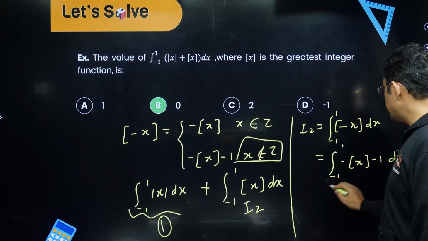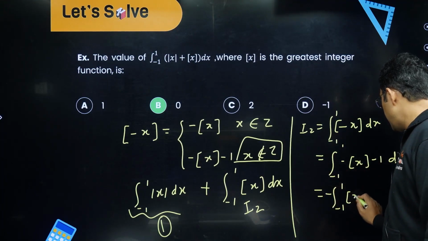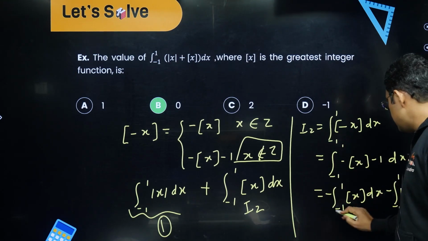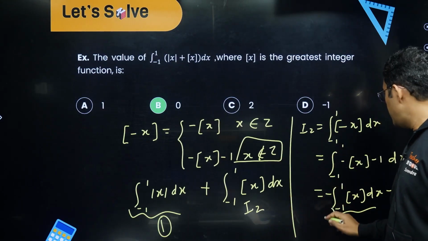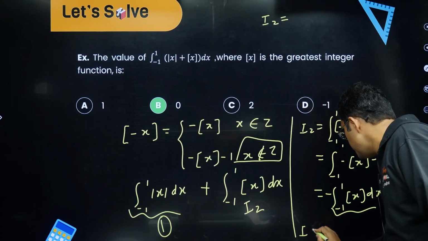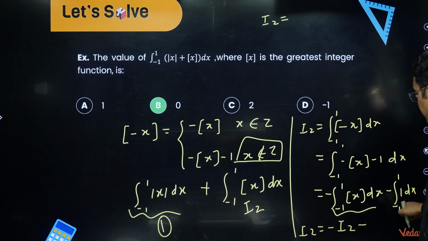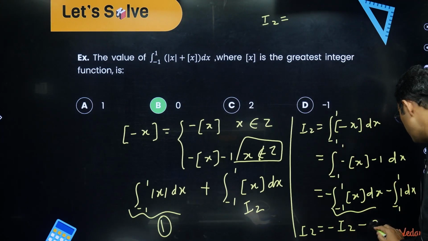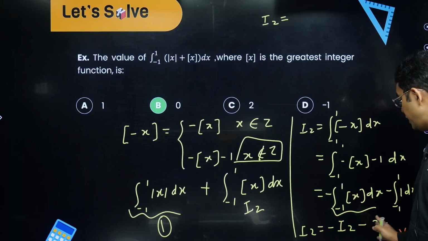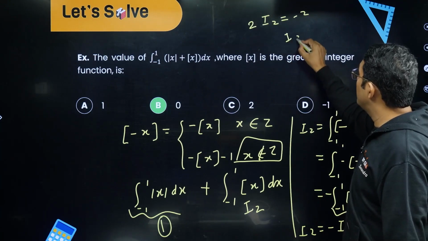It will become the integral from -1 to 1 of minus greatest integer x, minus 1, dx. Now you can see if you split it in two parts: -1 to 1, minus sign outside, greatest integer x dx, and -1 to 1, 1 dx. This is nothing but your I2 only. So I2 is equal to minus I2, and minus the integration of 1 will be x, and if you put the limits, it will give you 2. So I2 is equal to minus I2 minus 2, which gives 2 I2 equal to minus 2, so I2 is coming out to be minus 1.